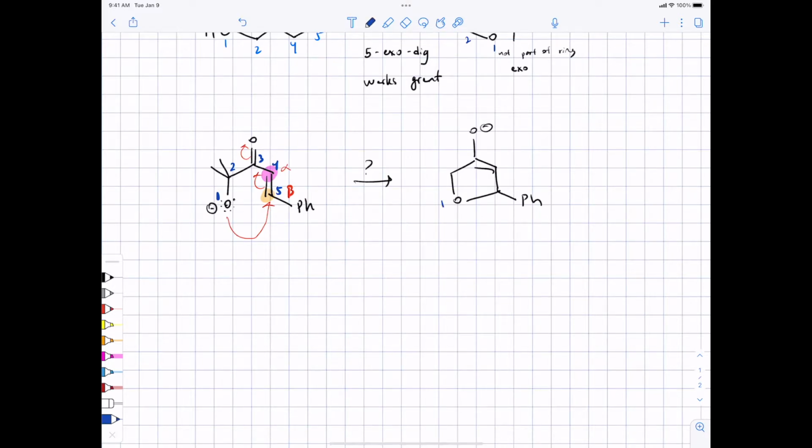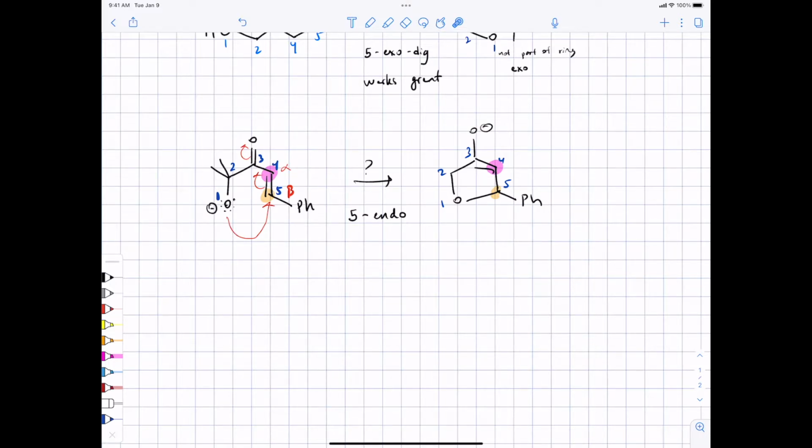Just label the atoms again, 1, 2, 3, 4, 5. So this would be a 5, and then because the pink atom is part of the ring, we're going to call that endo. Yeah? How do you know which one to choose as your pink and your orange? It's really when you attack, the orange atom is the one that gets attacked, and the pink one is the one that the arrow goes to as that bond gets broken.